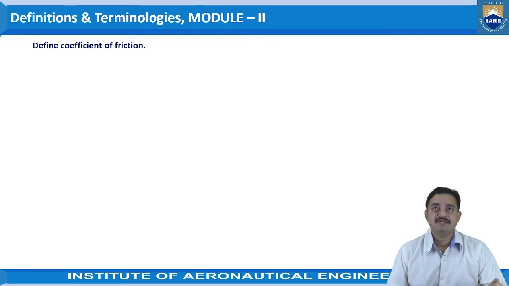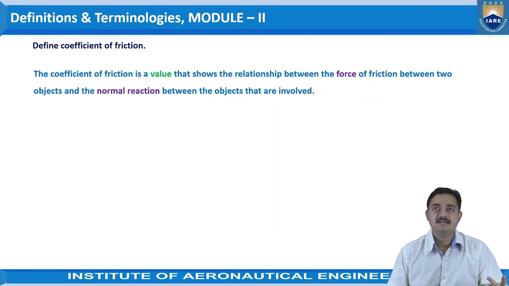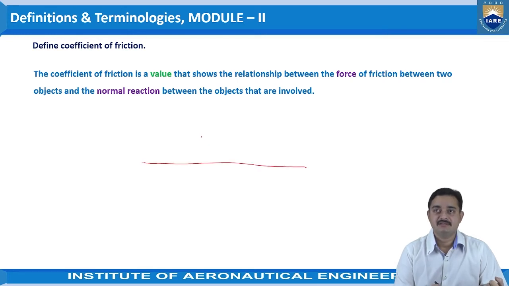Next one is, define coefficient of friction. This is the ratio which we are going to see now. The definition says, the coefficient of friction is a value that shows the relationship between the force of friction between two objects and the normal reaction between the objects that are involved. Right? So, as per the definition, let us take one example here.